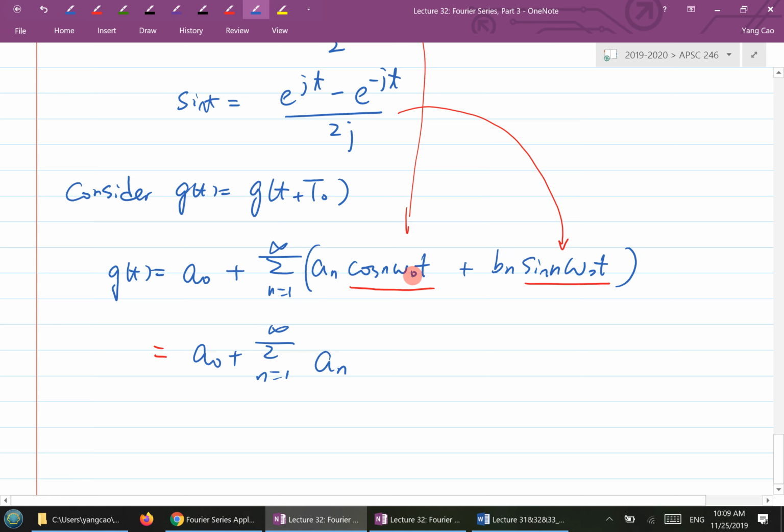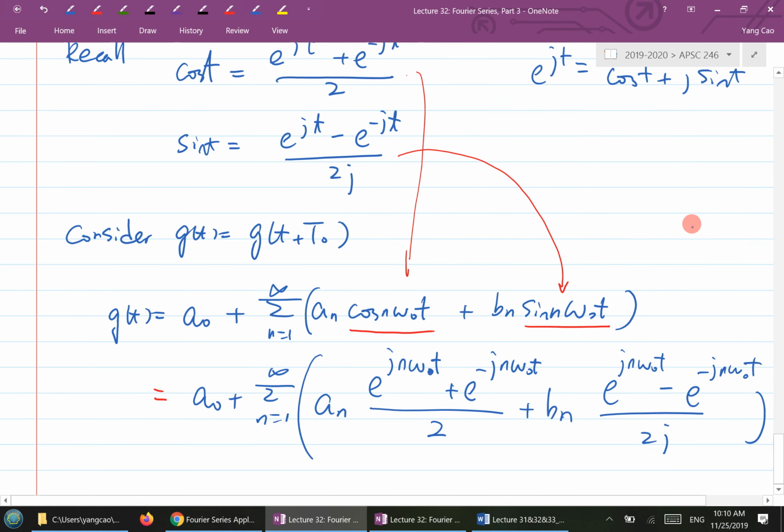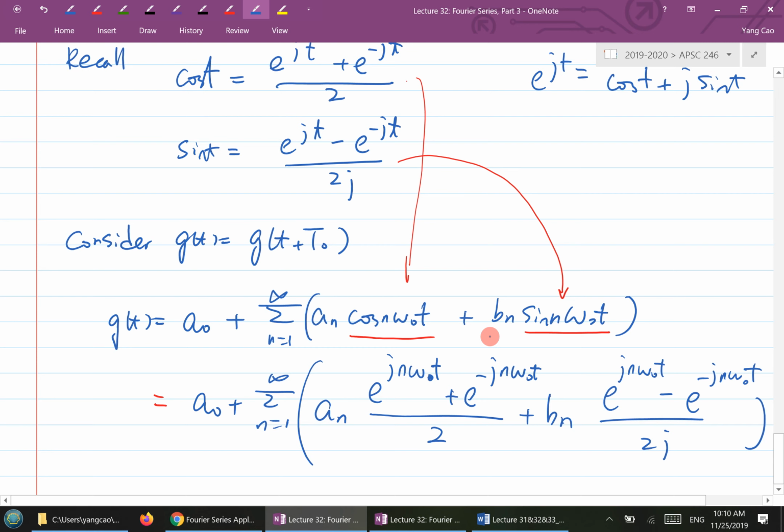So cosine n omega naught t is equal to e to the power of j n omega naught t plus e to the power of negative j n omega naught t, divided by 2. And then bn here times the sine is e to the power of j n omega naught t minus e to the power of negative j n omega naught t, divided by 2j. Okay, so that's basically Euler's formula, right? So the theta here is n omega naught t.